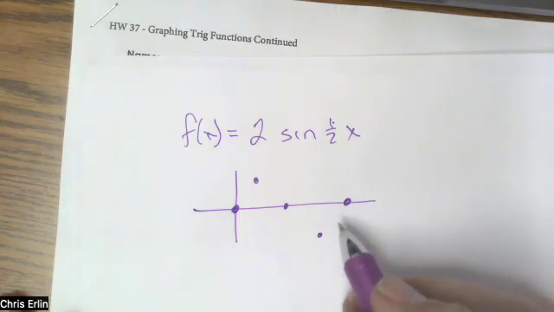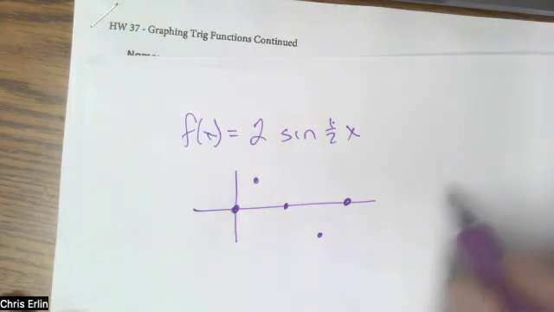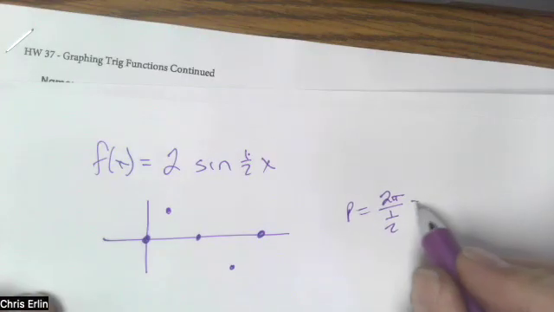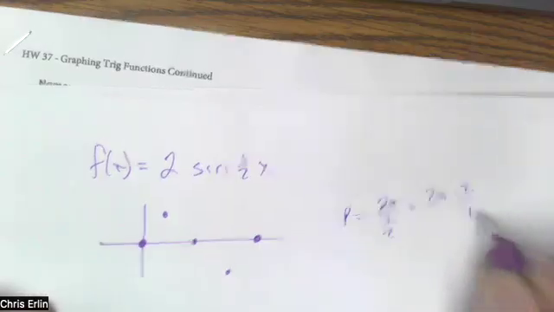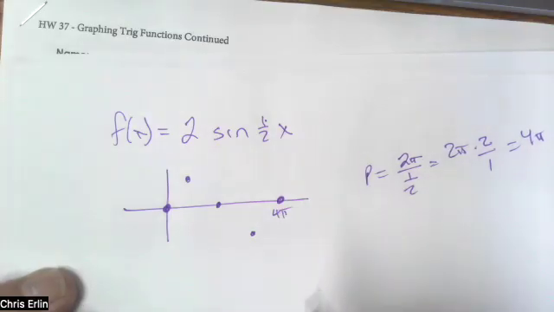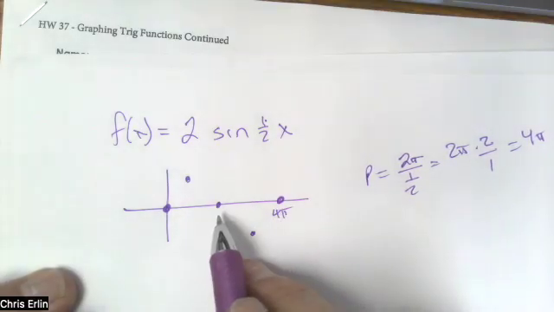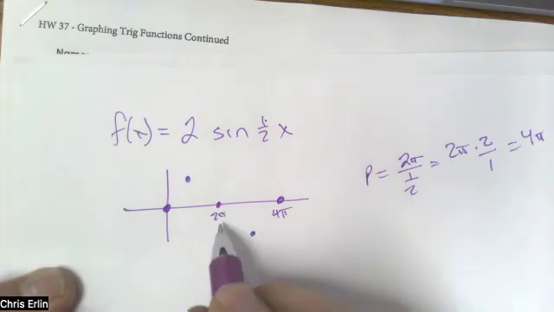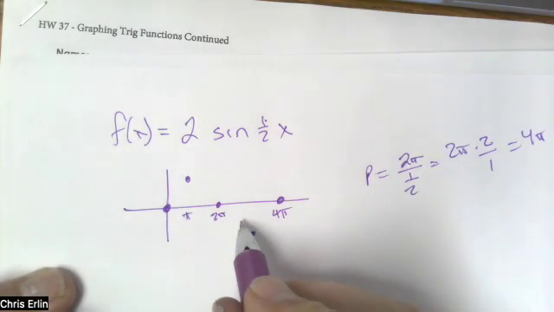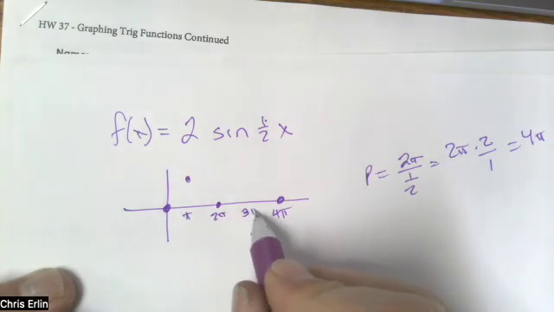What's this value? So the period should be 2 pi over 1/2, which is 2 pi times 2 over 1, which is 4 pi. If that's 4 pi, how big is this one? And if that's 2 pi, how big is this one? 1 pi, 2 pi, 3 pi, 4 pi, 5 pi, 6 pi more.